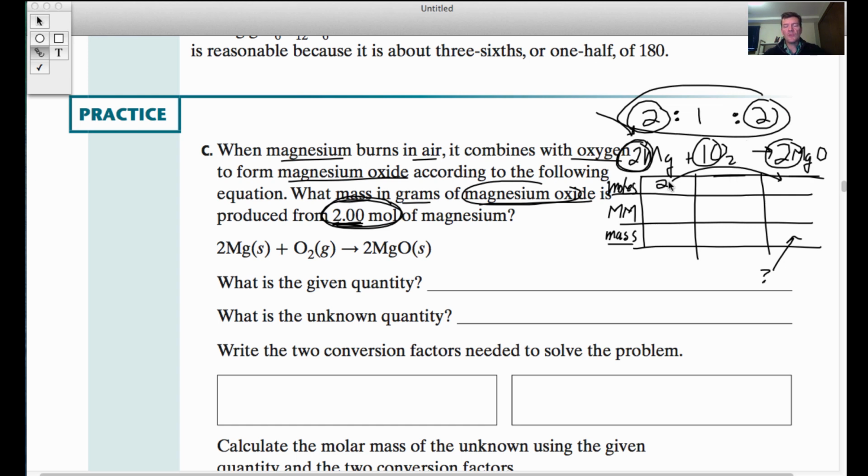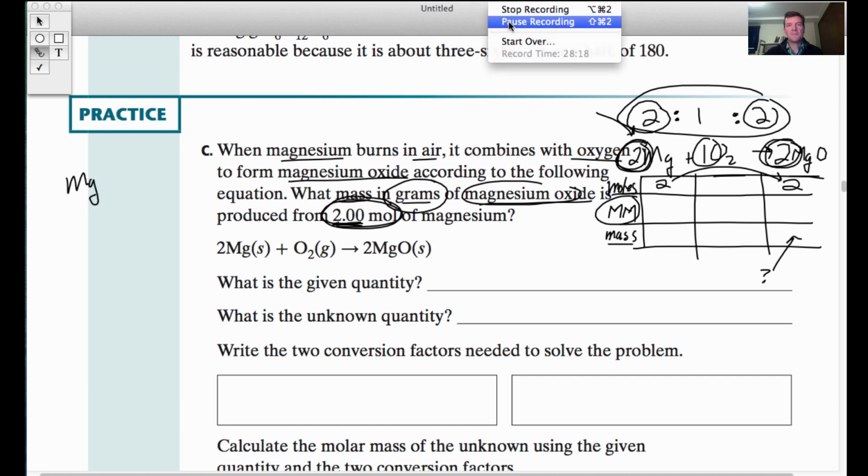So I look at the molar ratio, and I know that magnesium and magnesium oxide always react in a 2 to 2 ratio. In other words, it's the same quantity. Whatever magnesium is, that's how much magnesium oxide is going to be produced. So I know this is also going to be a 2. Then I can't stop there, because I'm not just asked for the number of moles of magnesium oxide, I'm asked for the mass of that. Well, then I have to find the molar mass of magnesium oxide. So I look on the periodic table, and magnesium has a molar mass of 24.3.